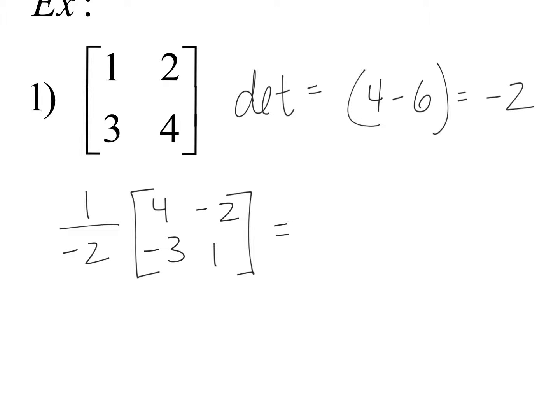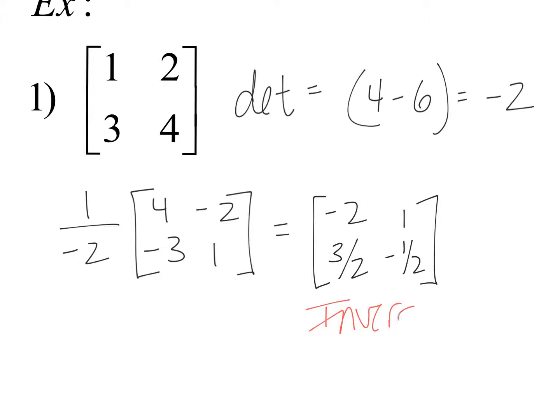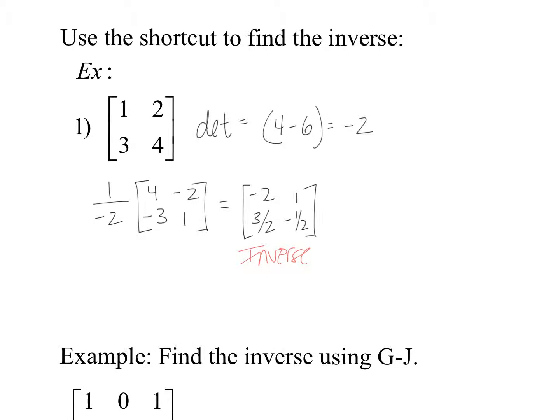So now all I have to do is distribute that negative 1/2 into each of these 4 numbers, and then we're done. So when I do negative 1/2 of 4, that gives me a negative 2 here. Negative half of negative 2 gives me a 1. Negative half of negative 3 gives me 3 over 2. Negative half times 1 is negative 1/2. So this is the inverse. It's very quick, but if you're a fan of GJ, then you can also use that method.